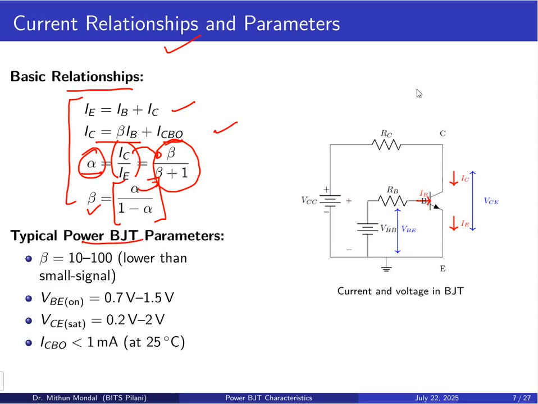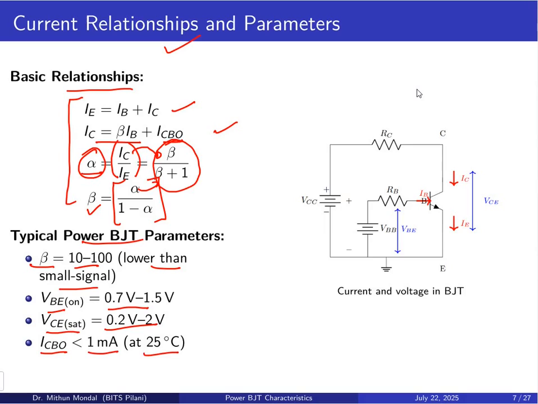The typical power BJT parameter with a beta lying between 10 to 100, it is lower than the small signal mode. The base to emitter in the on state, you will be having 0.7 volt to 1.5 volt, and the collector to emitter saturation voltage will be 0.2 volt to 2 volt. The collector to base reverse saturation current has to be less than 1 milliampere at a temperature of 25 degrees centigrade.